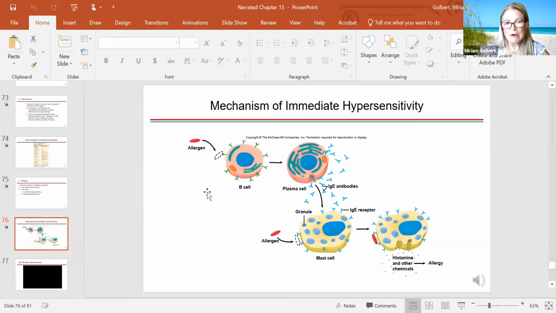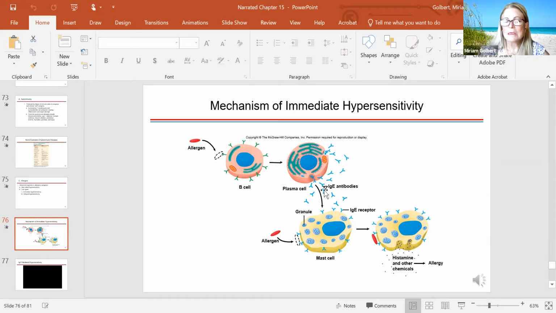So this is how we get those allergic symptoms. The allergen, or the antigen that causes allergy, attaches to the B cell. The B cell starts to make a bunch of antibodies, just like it's supposed to, right? The plasma cell is the little factory. But when it's an allergen, the antibody that is made is immunoglobulin E.